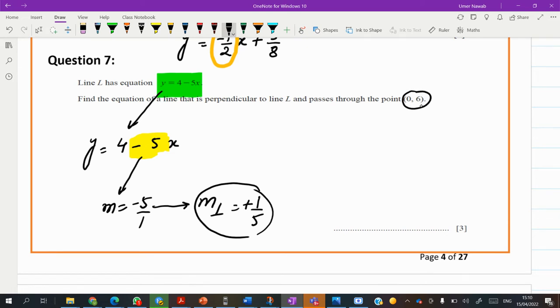It is passing through 0, 6. So y equals mx plus c. M is 1 over 5. Y is 6.